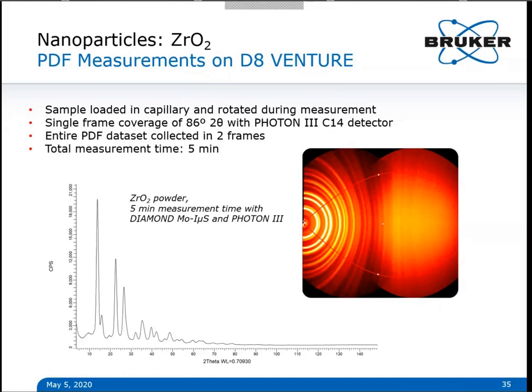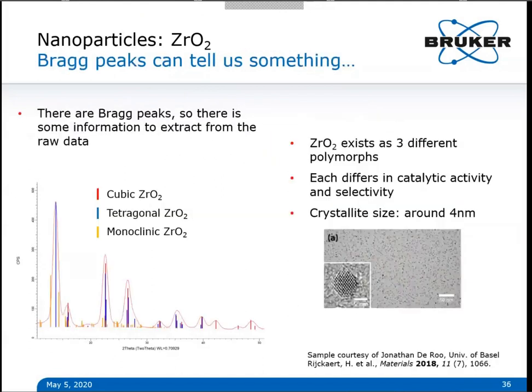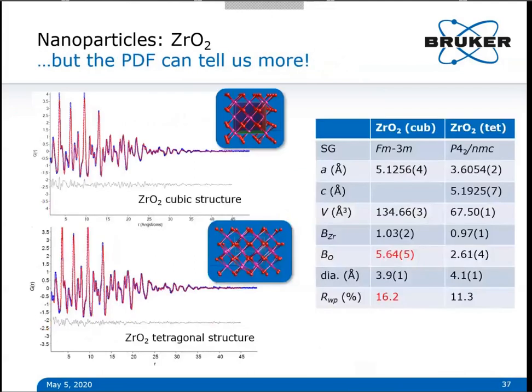So this last example, we are looking at zirconia nanoparticles. And zirconia is an interesting material that exists as three different polymorphs at ambient pressure. And each of these polymorphs differs in its catalytic activity. Being able to accurately describe the structure then is important. So with small nanoparticles, the Bragg peaks become very broad, and even identifying the correct polymorph can be difficult. But if you've been paying attention to the last 30 or so slides, you have a good idea of what I'm about to say. Looking at the PDF can help us investigate the structure in greater detail.